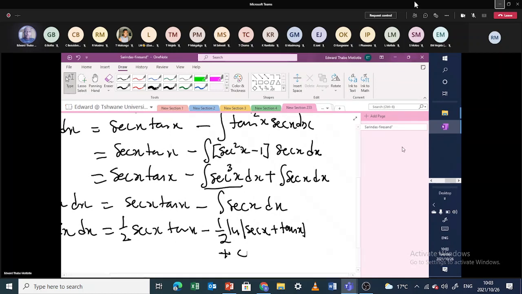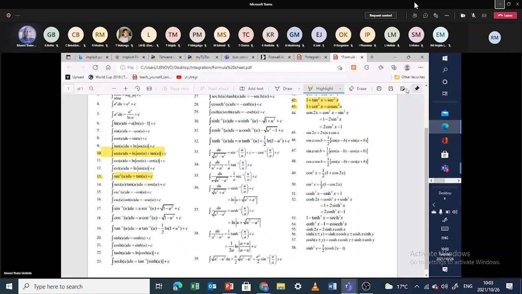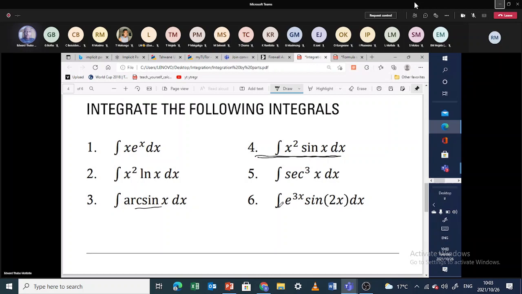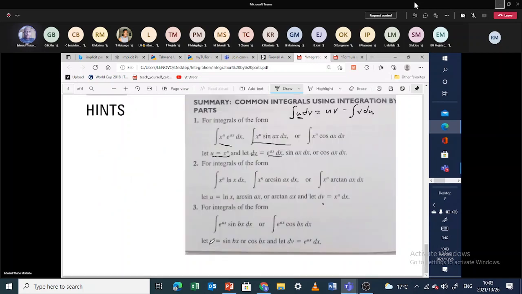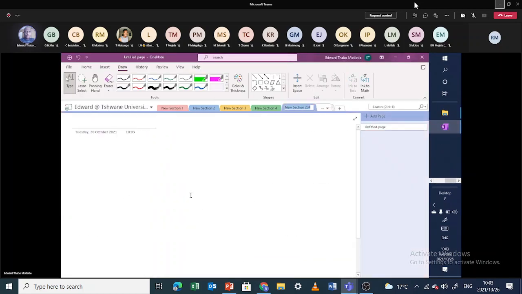Okay. Now let's go and check the last problem. The last problem is e to the power 3x sine 2x. So we check the hint. According to the hint, we should let u equal sine 2x and let dv equal e to the power 3x dx. Now immediately after this, I'm going to teach you a TUT method. This one is the standard method. So I'm going to solve the problem again.